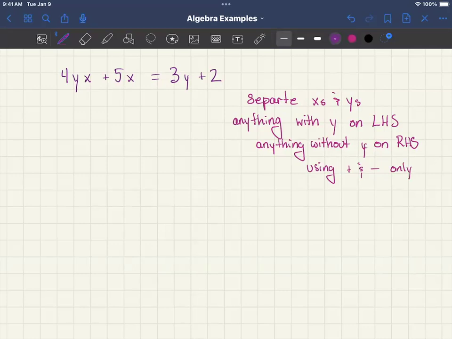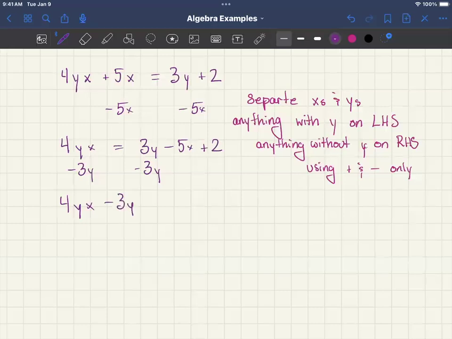So let's get down to it. Let's subtract 5x on both sides here. So this gives us 4yx is equal to 3y minus 5x plus 2. Let's get rid of this 3y. That has a y, so we're going to move that over to the left-hand side. Okay, that looks a little bit better.